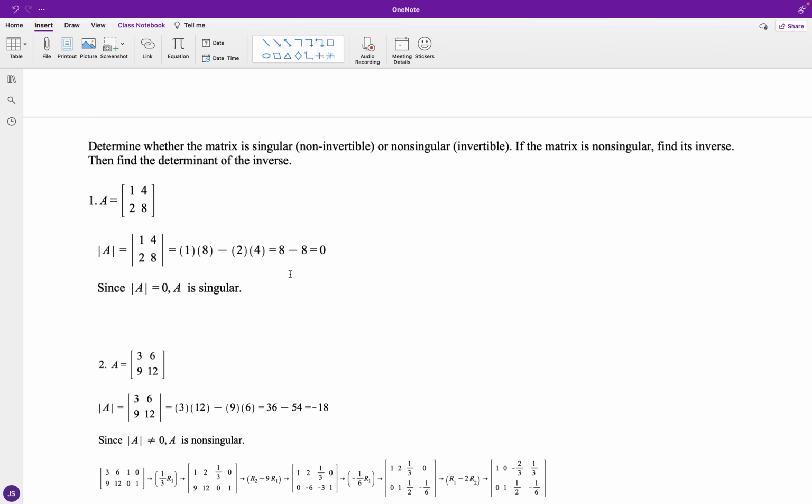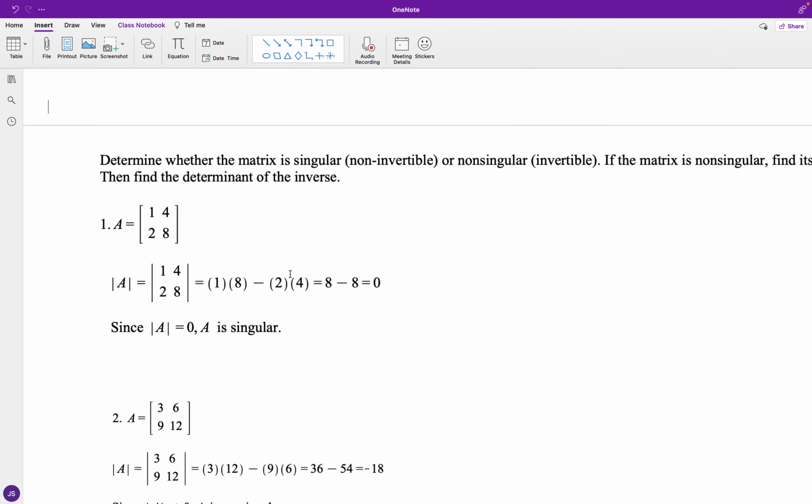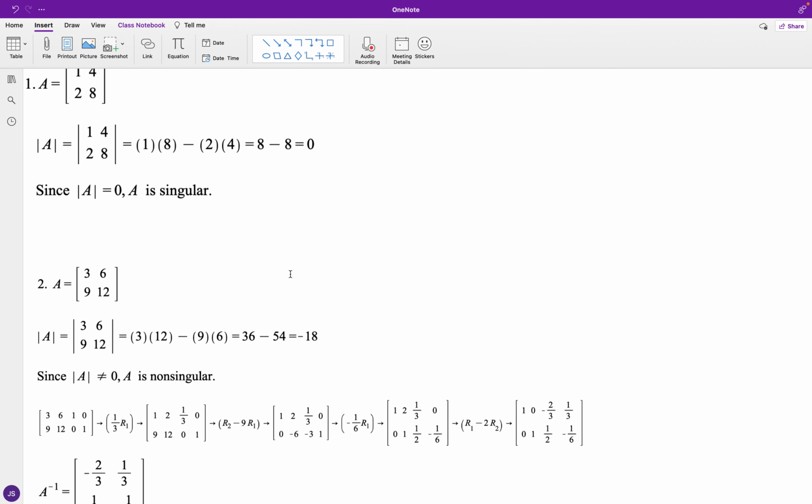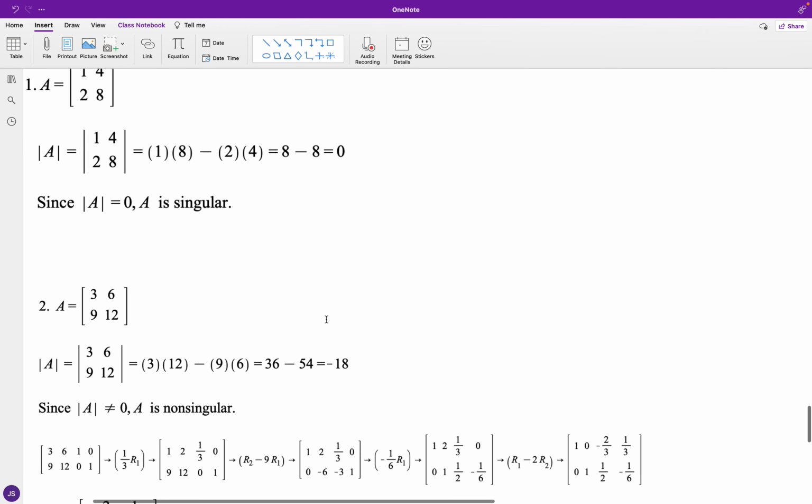Now for the second case, say we have another 2 by 2 matrix, going back to A consisting of the numbers 3, 6, 9, and 12, which we used in the scalar example. Just going ahead and getting the value of the determinant, regardless of whichever approach you take, we had the value at negative 18. Since the determinant is negative 18 as opposed to 0, A is non-singular. So this signals that this matrix is going to have an inverse.